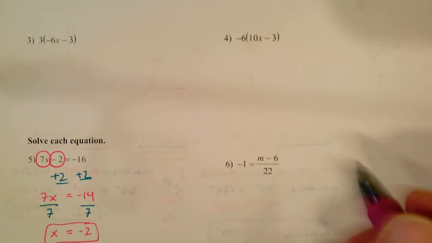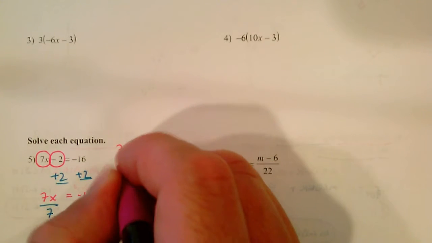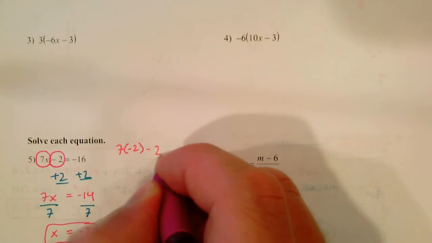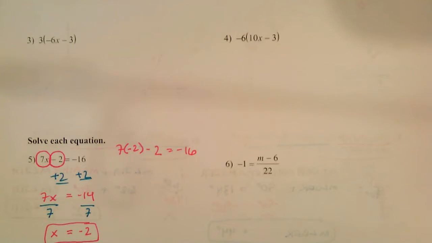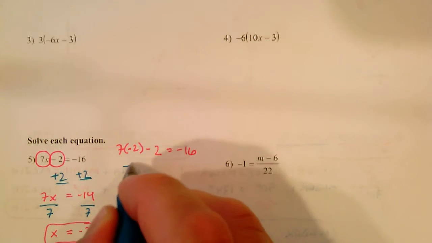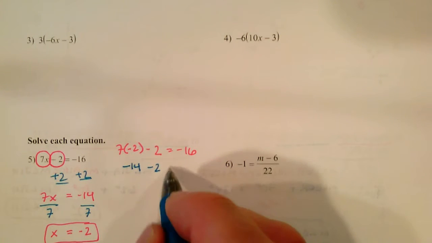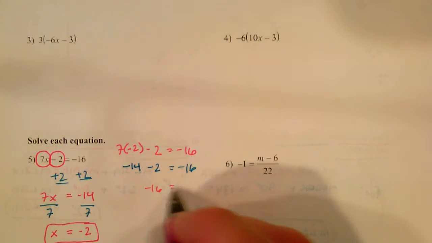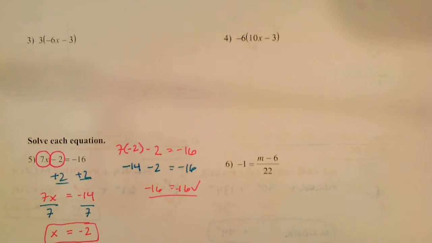Then we go back and check our answer by substituting it into the original equation, 7 times negative 2 minus 2 equals negative 16. Let's see. 7 times negative 2 is negative 14. Following our order of operations, do the multiplication first. Then minus 2 equals negative 16. Negative 14 minus 2 is negative 16, which equals negative 16. Check. We've done it correctly.